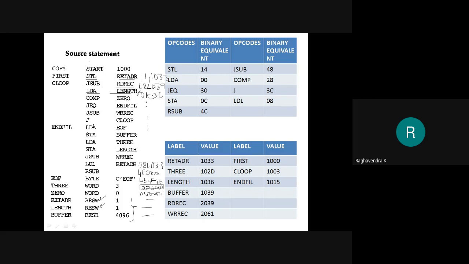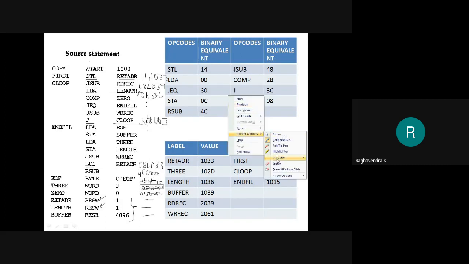Okay. So similarly, I will write an object code in between somewhere. For example, JC CLOOP. What is JC? 3C. Correct. So 3C, CLOOP. CLOOP value is what? CLOOP value is 1003. So 3C 1003. Right. So this is how easy it is to write an object code or machine code for the assembly level language.